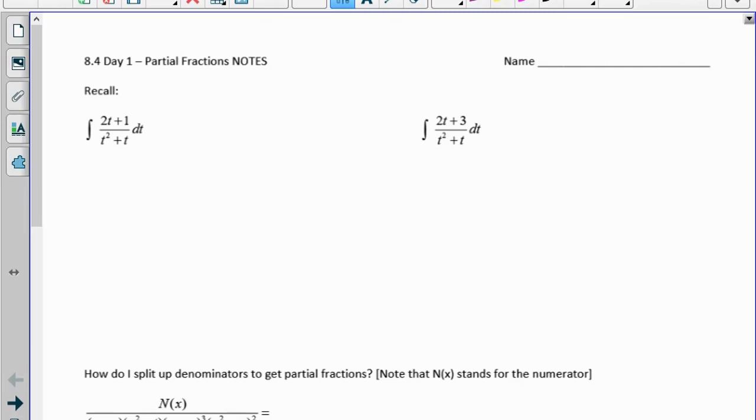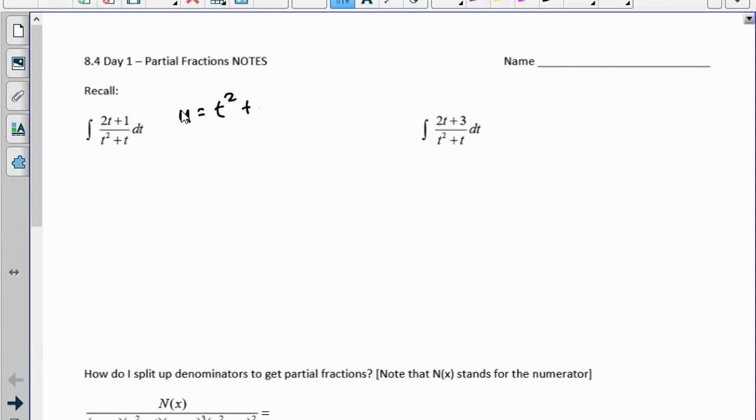Today we're going to talk about partial fractions. So let's recall a couple things from previous lessons. First, if we take the integral of 2t plus 1 over t squared plus t, the first thing we would probably think about is, can we do a u substitution? And the answer is yes, we can do a u substitution here.